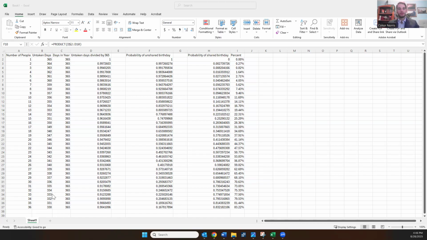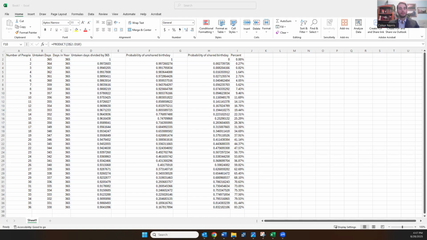So if we divide the number of untaken birthdays by the number of days in the year, we get the percentage of days that are available. So we start up here with 100%, all of the days are untaken here. And as we go down there, we have several in the 99s, 98s going down. It doesn't fall by too much though. By the time we get down to 20 people, about 95% of the days are still untaken. So that's a large proportion of the days.